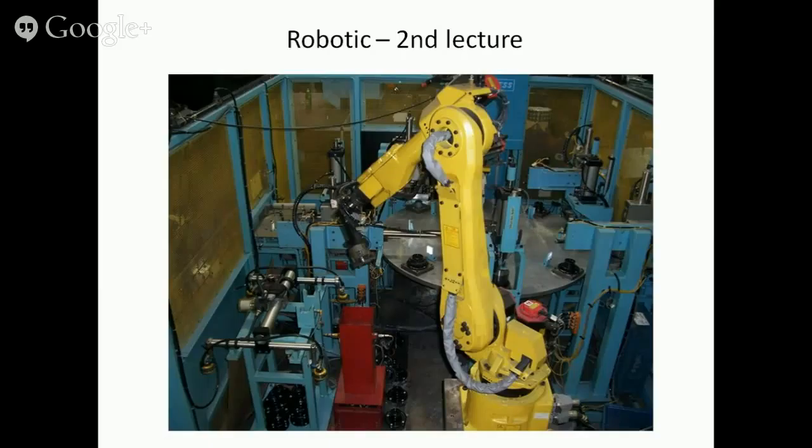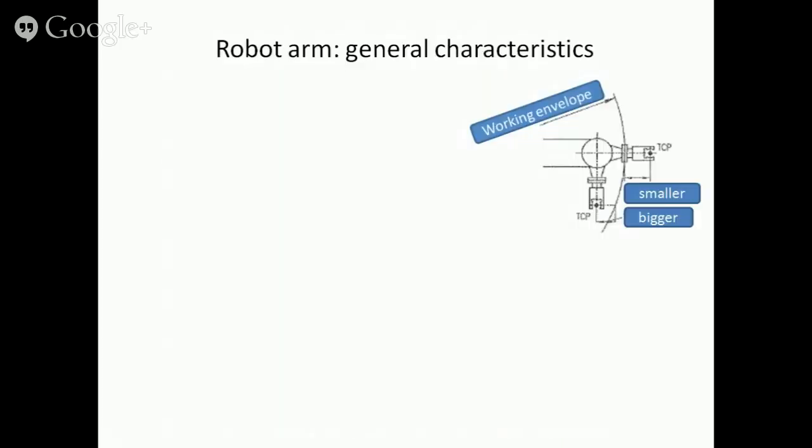This is the second robotic lecture of the CAM 810 S course. We go now into details and we start with the general characteristics of a robot arm.